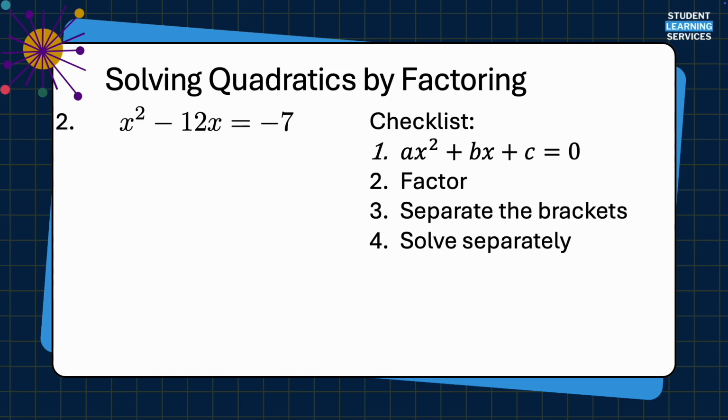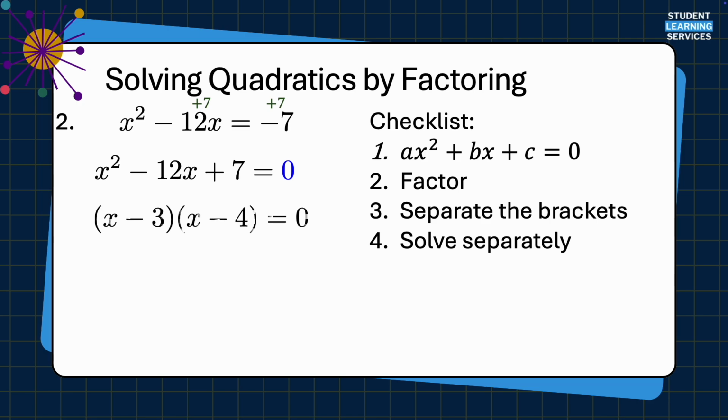Let's look at other examples. x squared minus 12x is equal to negative 7. Notice that the right-hand side is not 0 yet, so we will have to add 7 on both sides. And that would yield us x squared minus 12x plus 7 on the left, and then on the right-hand side, minus 7 plus 7 will become 0. Once we get there, we'll be able to factor the left-hand side.